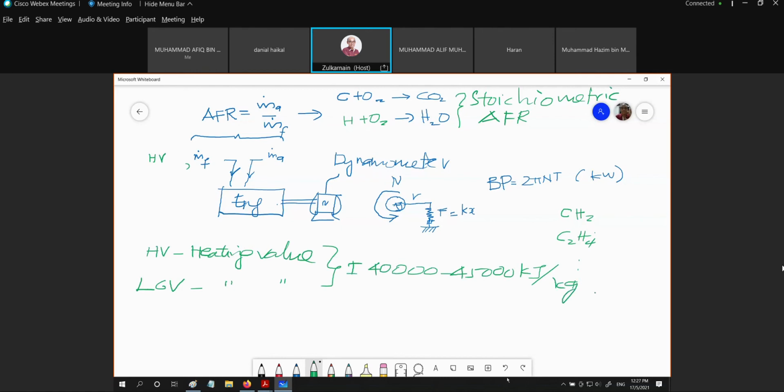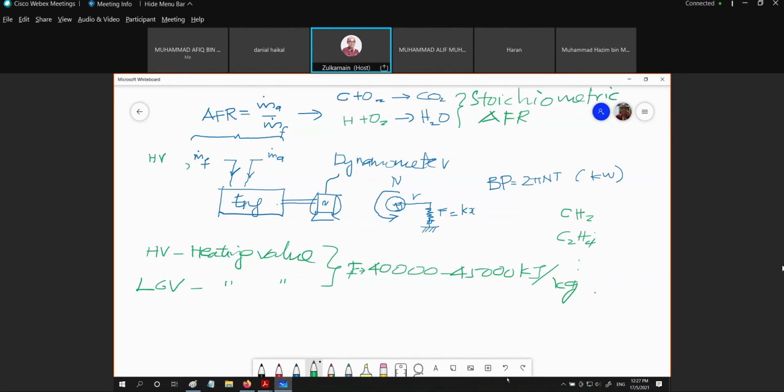Then this is the properties of the fuel, the energy content of the fuel. Right? So meaning that what? Meaning that this value, let's say 40,000, is the energy possessed by 1 kilogram of fuel. If we have 45,000, then for every 1 kilogram of fuel, we have an energy amount of 45,000 kilojoule over kilogram.